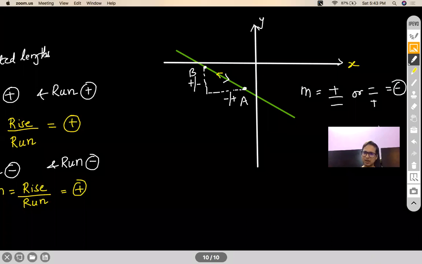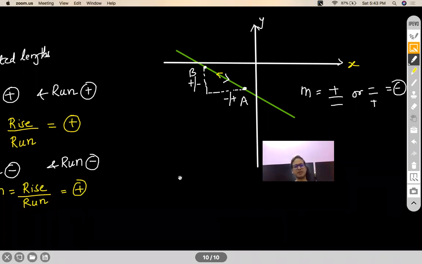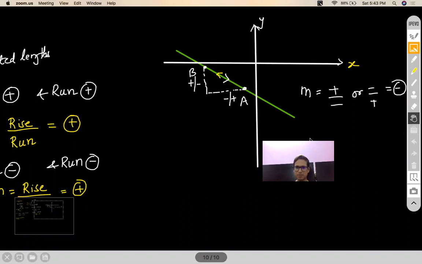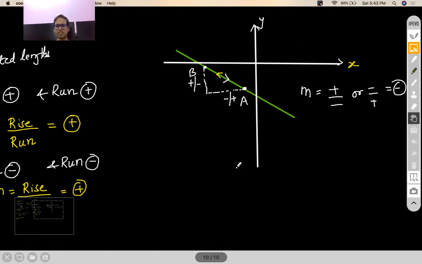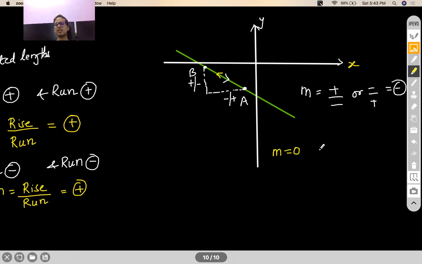So slope can be positive, it can be negative, it can be zero also. Zero slope is when you have, let me write it down, a line which is not showing you any rise. So rise is zero no matter what the run is. And your slope is a very, very large value, we say tending to infinity, if your run is zero or tending to zero.